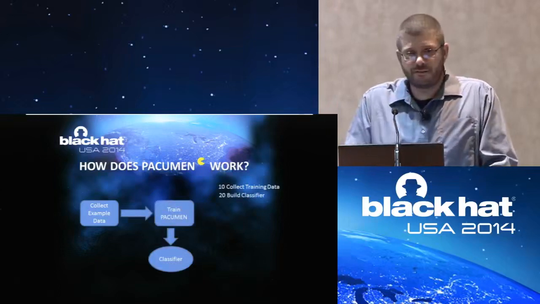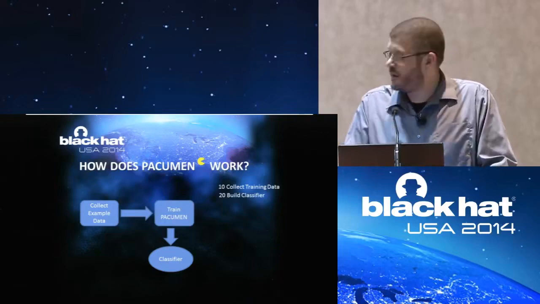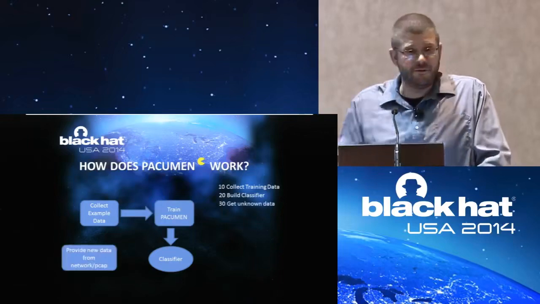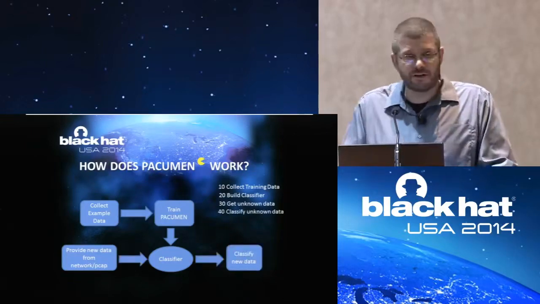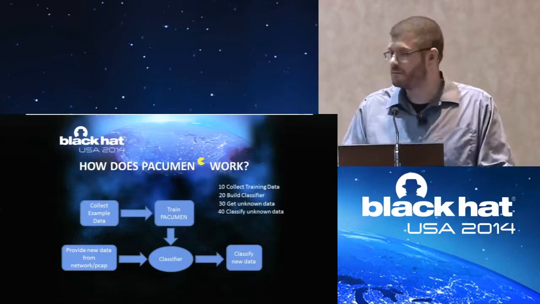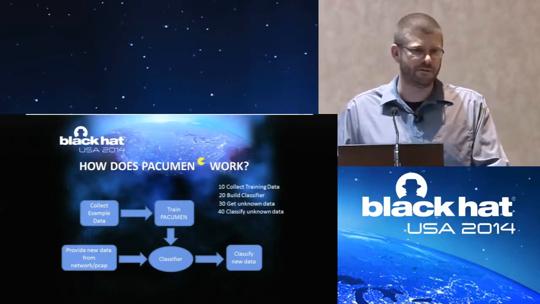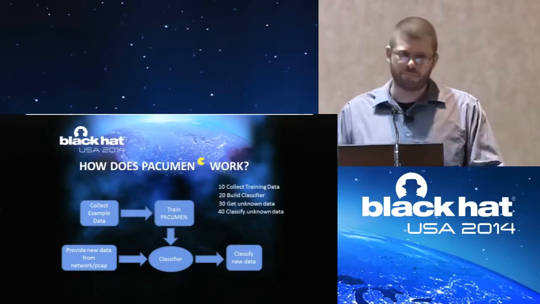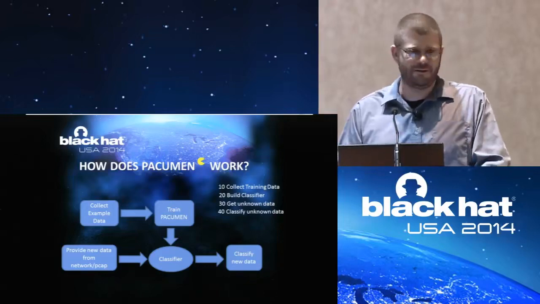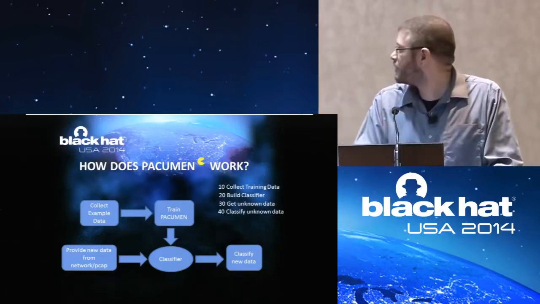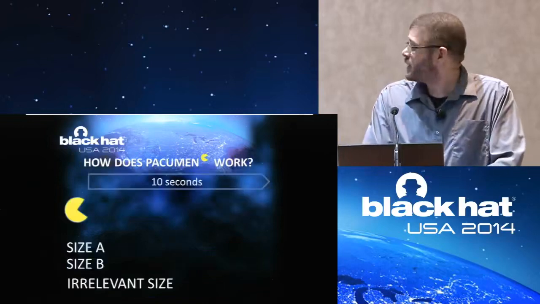You then run a training script, and Pacumen then outputs a classifying file. You then get some new data that you don't know anything about, and you can run it through the classifier, and it will tell you what applications it knows about that are in there. And it'll give you a confidence, a probability that that application is being used. So if it says it's 99% sure, then you're pretty likely. If it says 0.6, chances are it may not be true. And you just repeat.